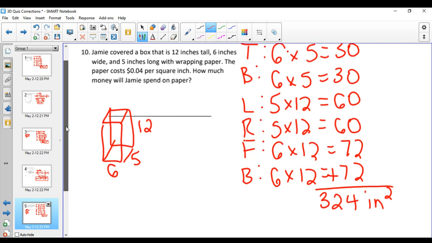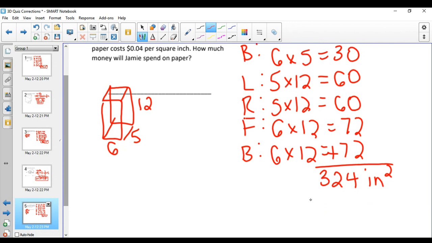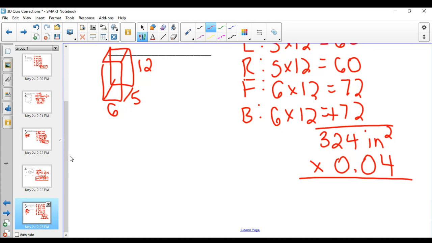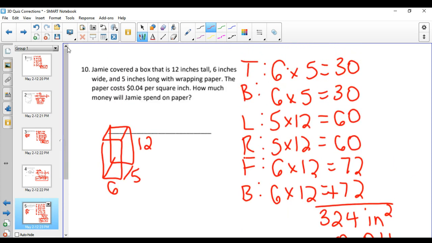Now, the question asks, how much money will Jamie spend on paper? Well, if he needs to cover 324 square inches and 1 square inch costs 4 cents, we're going to multiply the surface area by the cost for 1 square inch. So we're multiplying 324 by 4 cents, and that comes out to be $12.96. So that's our final answer for the cost that he is going to spend.